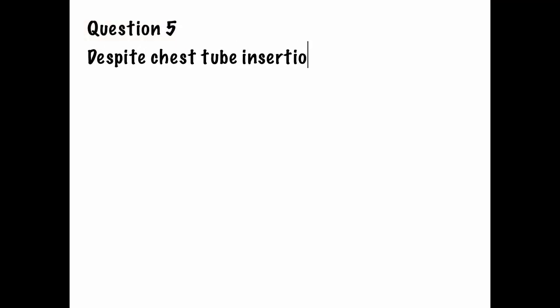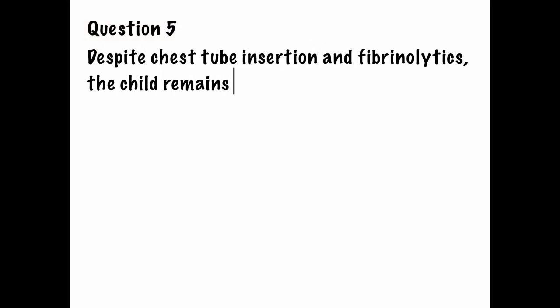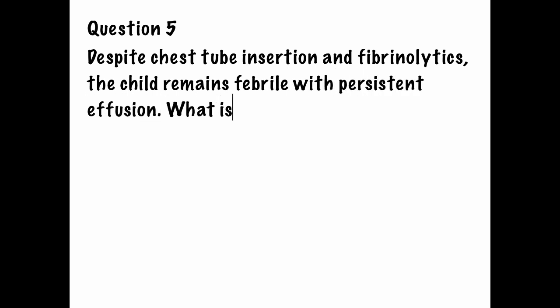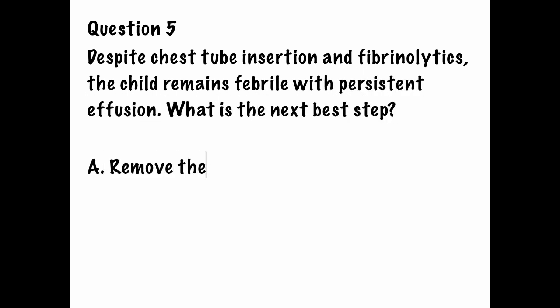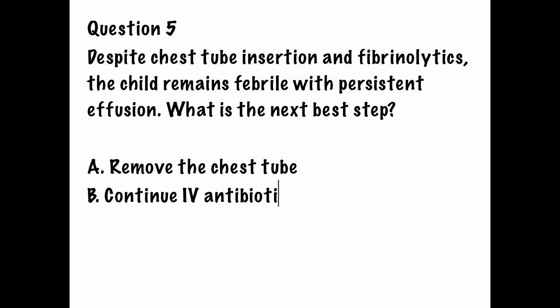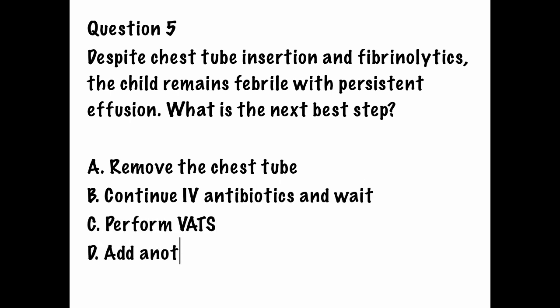Question 5. Despite chest tube insertion and fibrinolytics, the child remains febrile with persistent effusion. What is the next best step? A. Remove the chest tube. B. Continue IV antibiotics and wait. C. Perform VATS. D. Add another fibrinolytic agent.